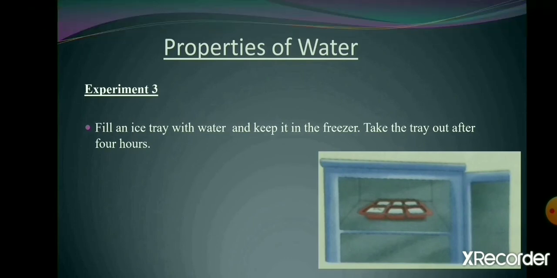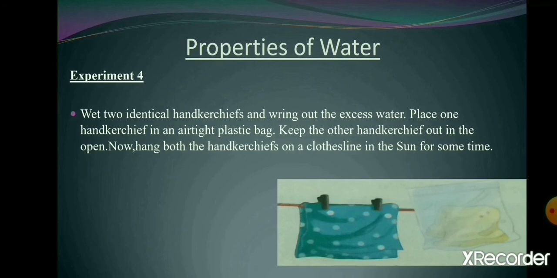Experiment number 4. In this experiment, you have to take 2 wet identical handkerchiefs. You have to place one handkerchief in an airtight plastic bag. Keep the other handkerchief out in the open. Now hang both the handkerchiefs on a clothesline in the sun for some time. You will see that the exposed cloth dries due to the heat from the sun, while the one sealed inside the bag remained moist as it was not exposed to the sun and air.